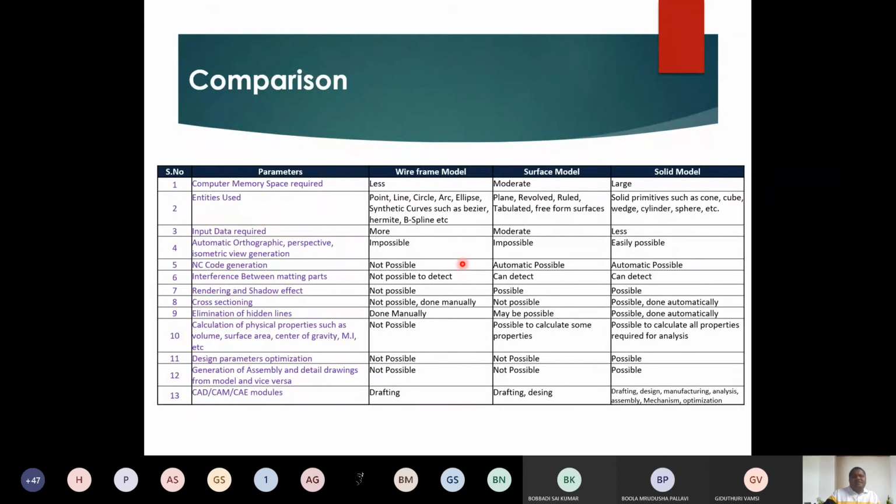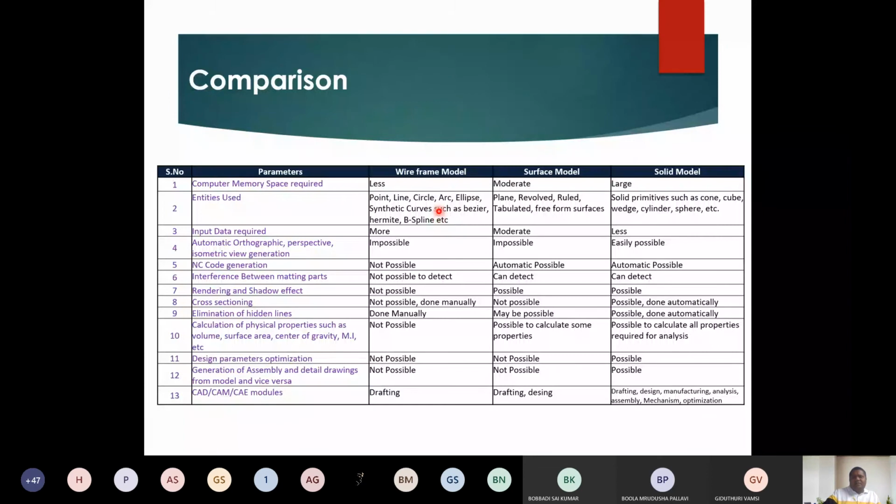Most of these things I already discussed, and probably computer memory space. If you look at the first parameter, computer memory space required, it is very less in the case of a wireframe model. Why? Because we are accommodating only straight lines, coordinates, and all these things. It is somewhat moderate in the case of a surface model, and very large in the case of a solid model. So that is the computer memory space required for the same object in three different modeling techniques.